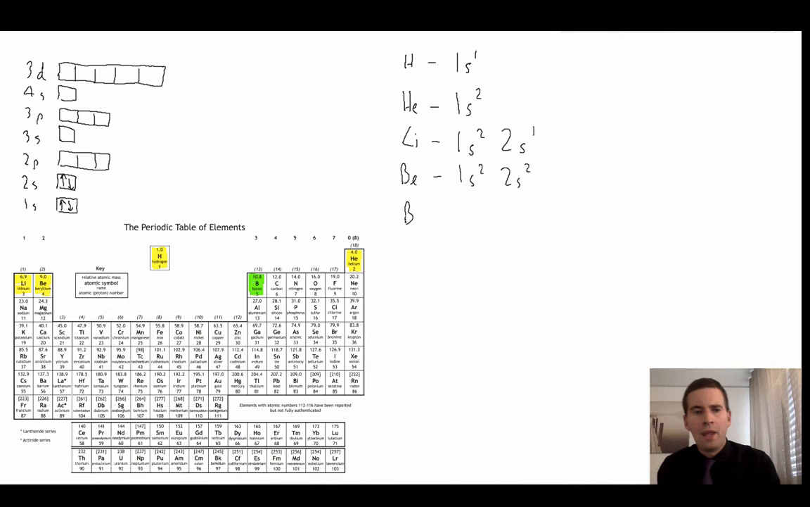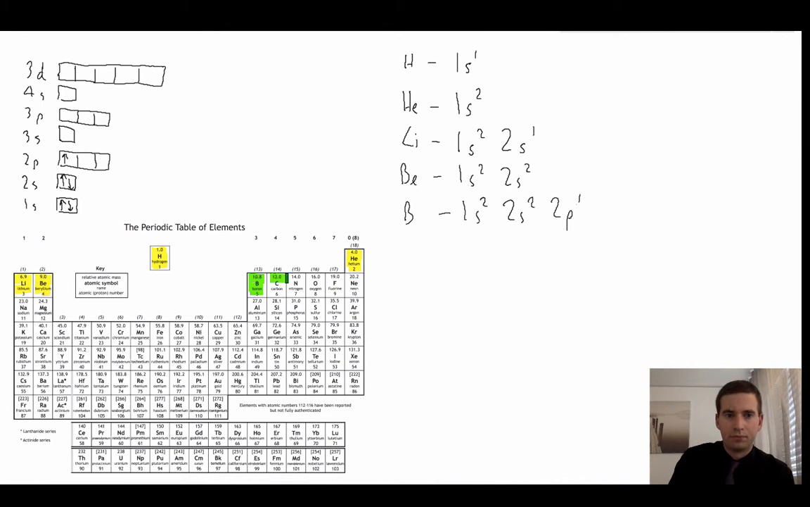Now with boron, we are moving into our first p subshell. So the electron goes into the px orbital. So we now have 1 electron in the p subshell, so we end our electronic configuration at 2p1. Now don't forget, next we need to fill up each orbital within a subshell before we pair up the electrons. So the next electron goes here, and for nitrogen it goes into that third orbital.